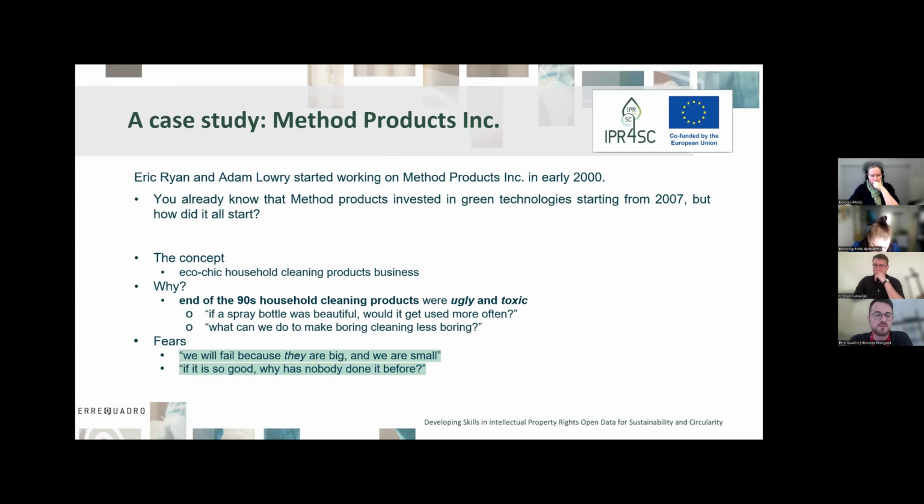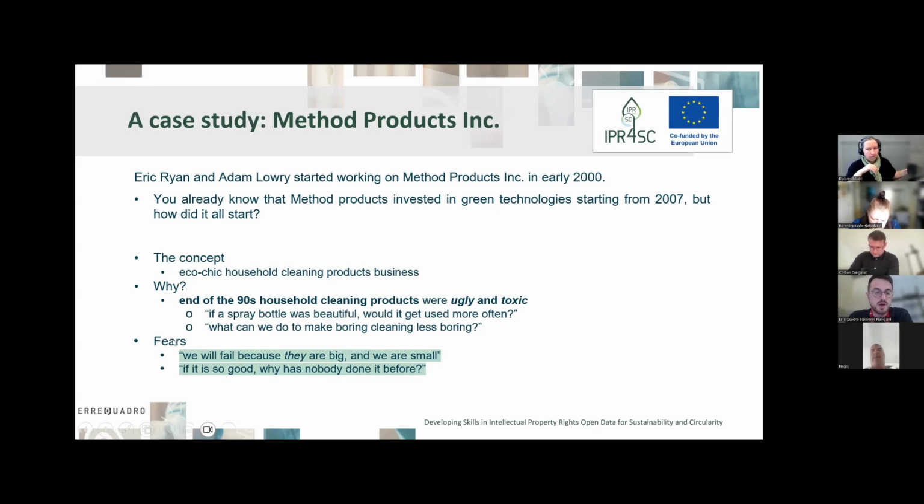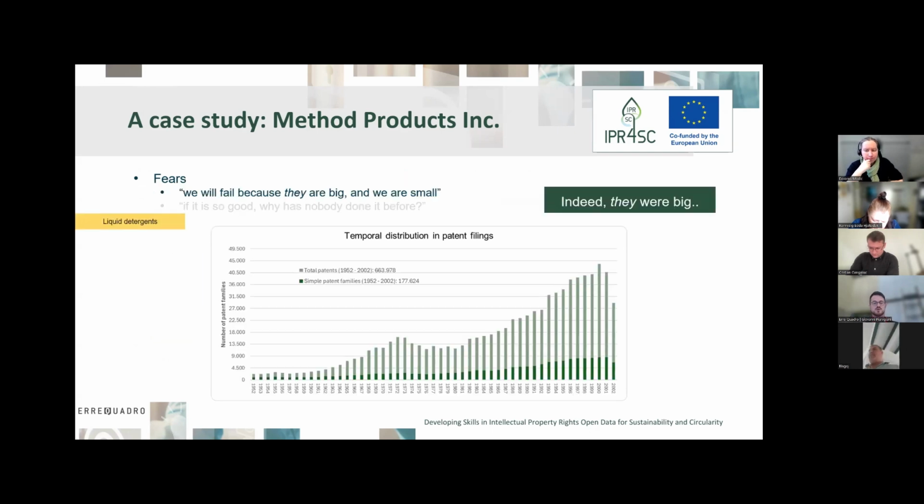We have the fear that we will fail because our competitors are big, multinational companies, and we are small, because initially there were only 2 people. Another question was, if our idea is so good, why hasn't anybody done it before? So I want to stress how patent analytics and IP analytics in general can help you in answering these kinds of questions that usually arise when starting a new business.